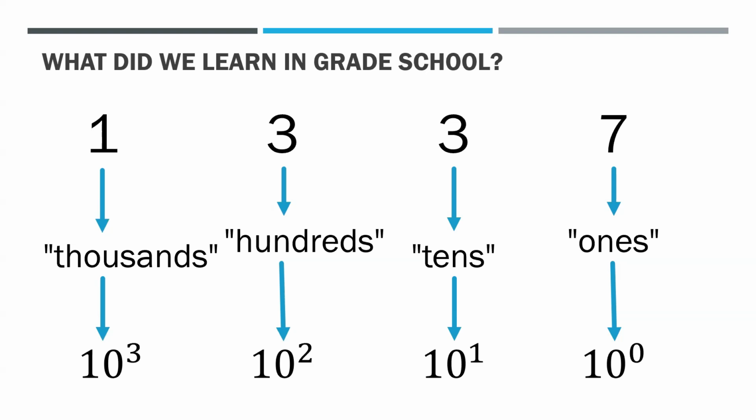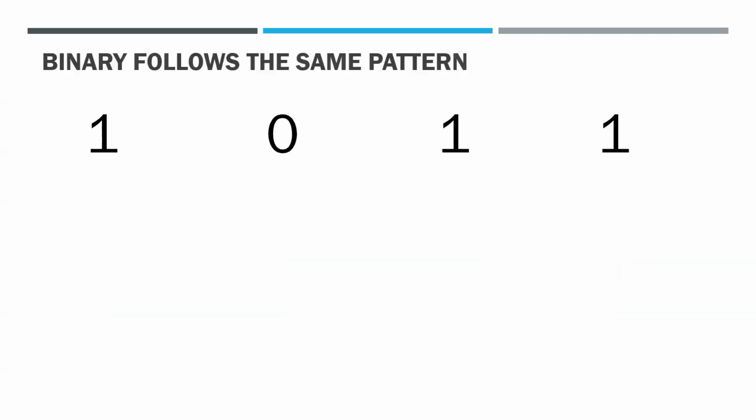Binary is a numbering scheme that, instead of using base 10, uses base 2, right? All we've got is two states, on or off. But it follows the same pattern. So we've got a binary number here. The digits can only be 1 or 0: 1, 0, 1, 1. But it follows the same pattern, just with a different base.